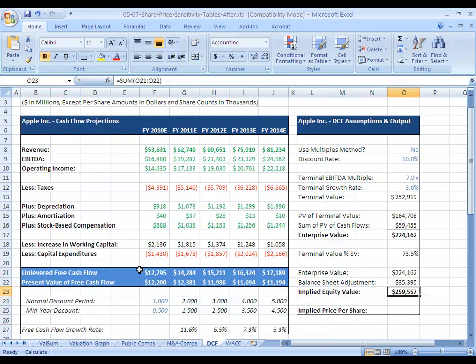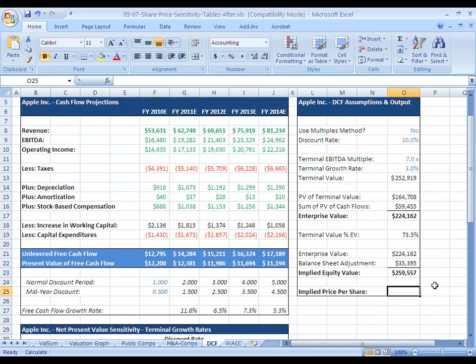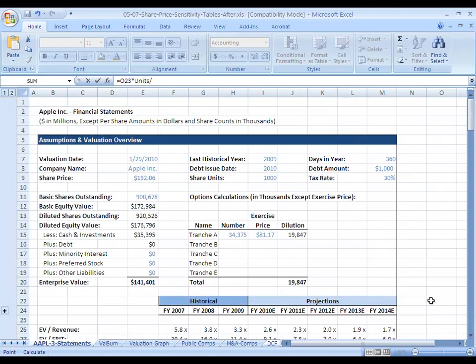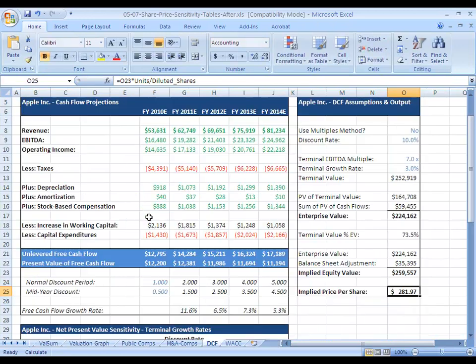Now that we have the equity value, we can get to the implied price per share. What I'm going to do for this is take our equity value, multiply by units, because remember our equity value is in millions, but our shares are only in thousands. So I'm going to divide by diluted shares outstanding right here. And that gets us to our implied price per share for Apple, which as you see is almost $100 higher in this case than what their current share price is. Their current share price is $192. Their implied price per share according to the DCF is $281.